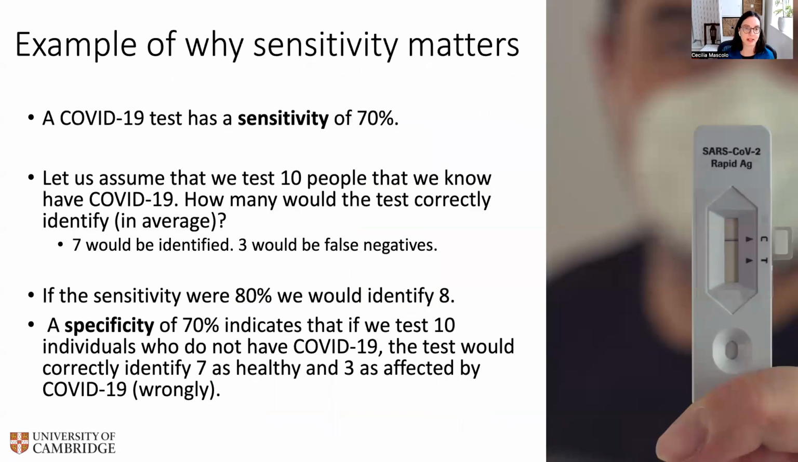And why are they used? Well, for example, I'm sure you've heard that COVID tests have a sensitivity level. So let's assume there's a COVID test that has a sensitivity of 70%. What does that mean? Let's assume that we test 10 people that we know have COVID. So they all have COVID. So these are the big green part. And the sensitivity will tell you that if the sensitivity is 70%, 7 would be identified correctly and 3 would not be identified correctly. Means that we are unable to spot them as positive.